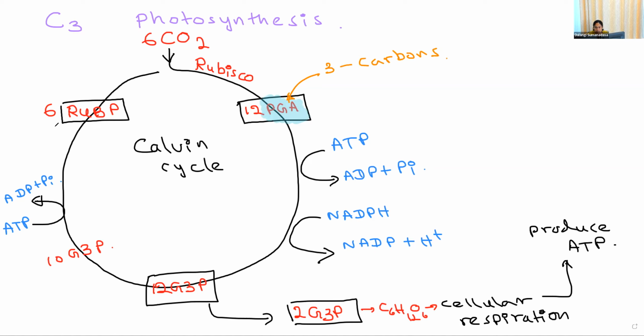Draw the carbons as well. RuBP has 5 carbons. Carbon dioxide is bringing 1 carbon into the Calvin cycle. Split it into 2. PGA is a 3 carbon compound. G3P also 3 carbon.